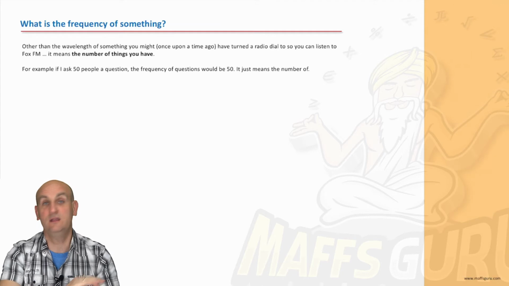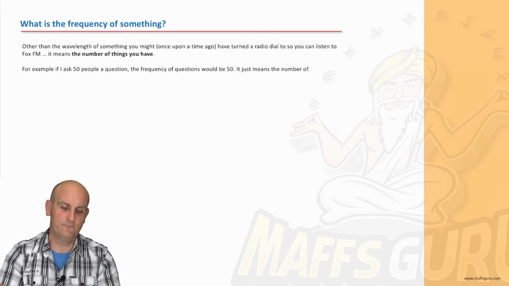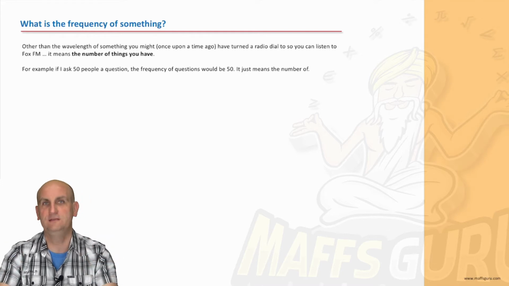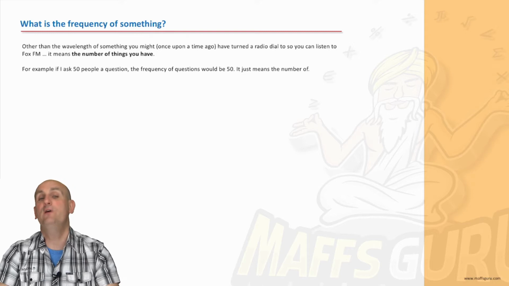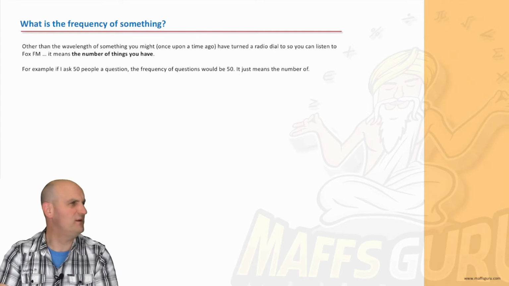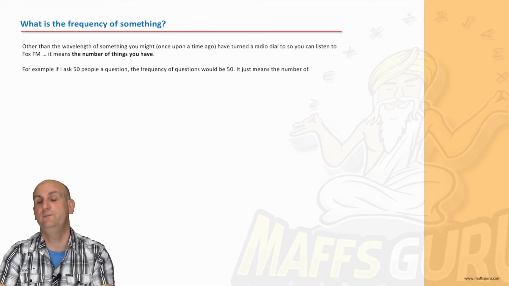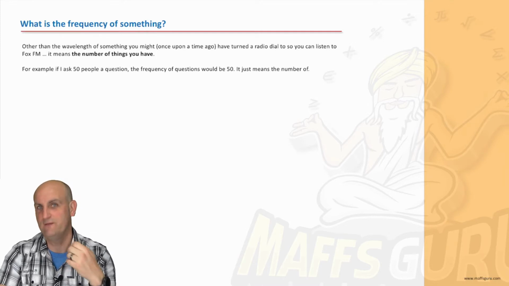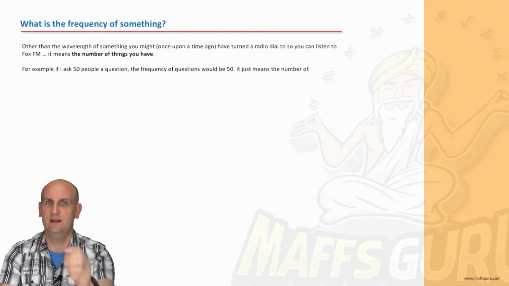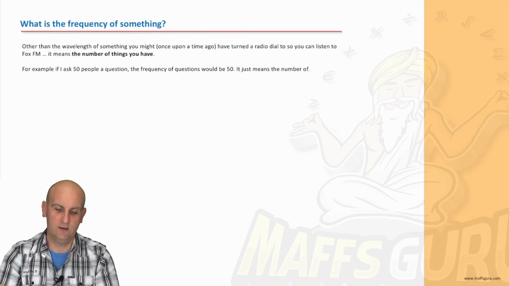Now that's a radio frequency, nothing to do with maths, because luckily frequency means the number of things you have. End of. Frequency can be two things, but we'll come back to that in a moment. So for example, if I ask 50 people, the frequency of people would be 50. And if I ask 50 people 50 questions, then I have 50 people, that's a frequency, and 50 questions, that's a frequency.